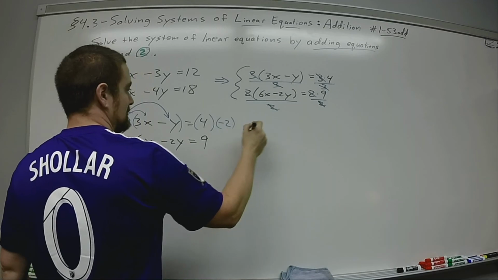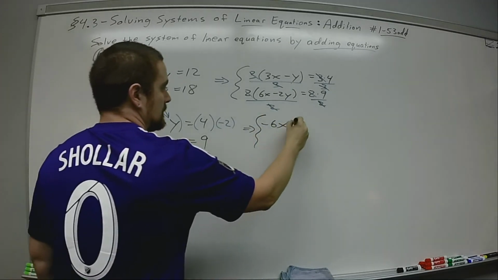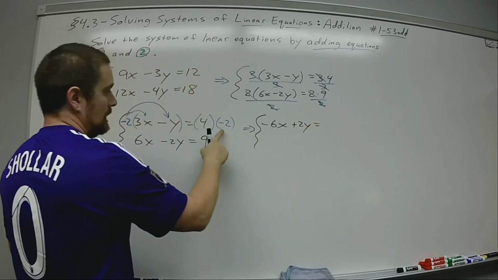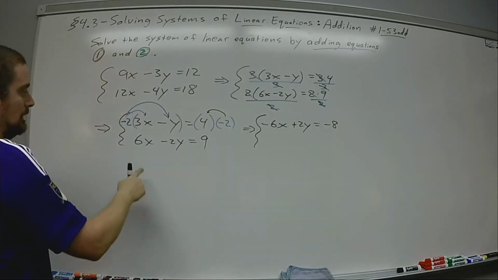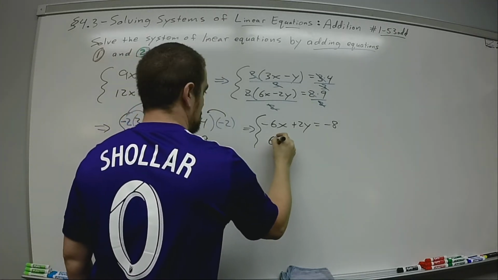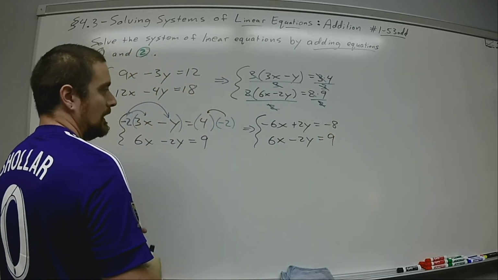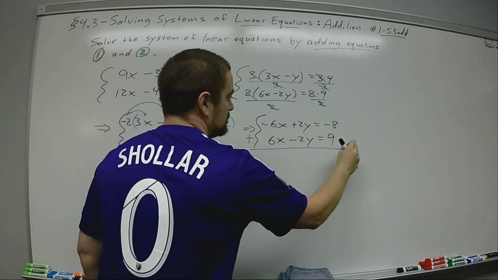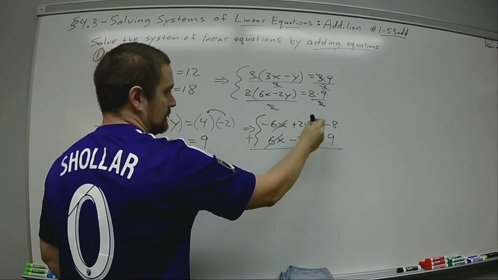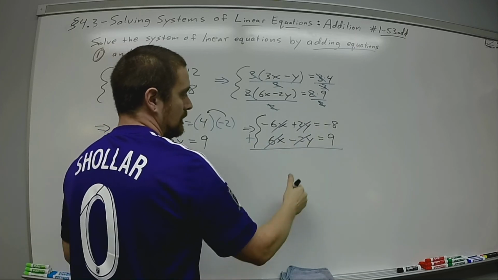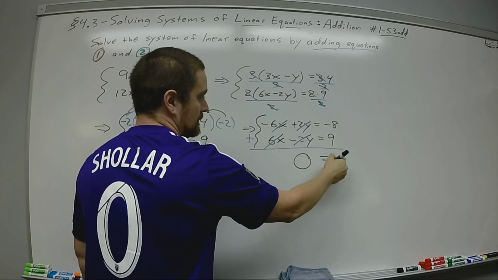It will give us negative 6x, minus minus is a plus 2y. Don't forget to also do it on the right-hand side, negative 8. Second equation remains the same, 6x minus 2y equals 9. Now I can add these two equations together. Negative 6x plus 6x, uh-oh, that's gone. Positive 2y minus 2y, uh-oh, that's gone. There's nothing on the left-hand side. Negative 8 plus 9 is 1.